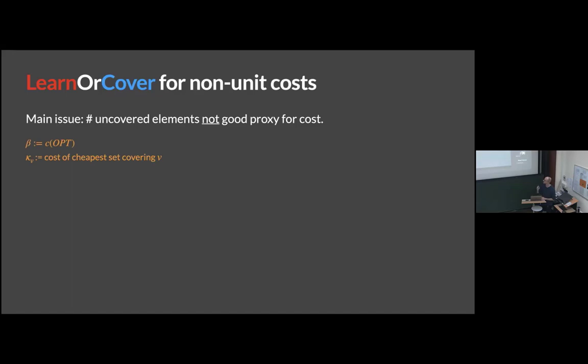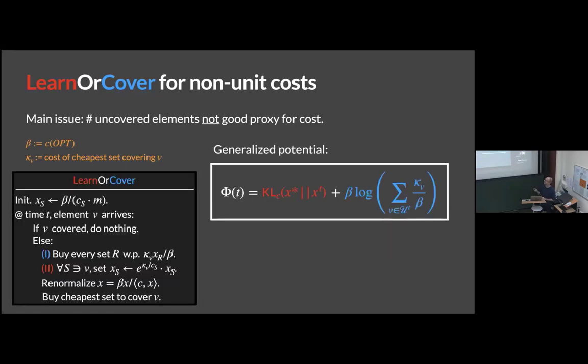Okay, so I'll just flash the algorithm. We're not going to go into it in too much detail. It felt wrong to call k the cost of opt when the cost of opt can be a fraction, so I changed the letter to beta. And then we'll define kappa v to be the cost of the cheapest set covering v. So every element v has some cheapest set covering it in the weighted setting, and let kappa v be that cost. The algorithm is very similar to before, with a modified version of the sampling and the update rule. The normalization is a little bit more complicated, and then the backup part where we used to buy an arbitrary set to cover v, now we're going to buy the cheapest set to cover v.